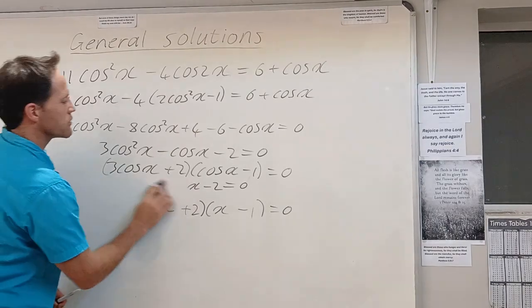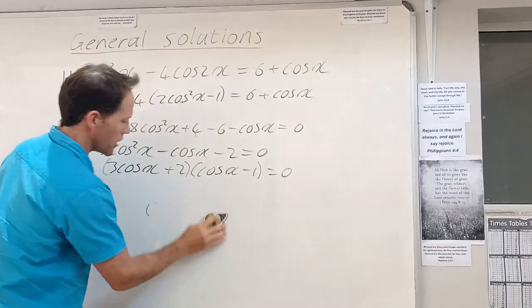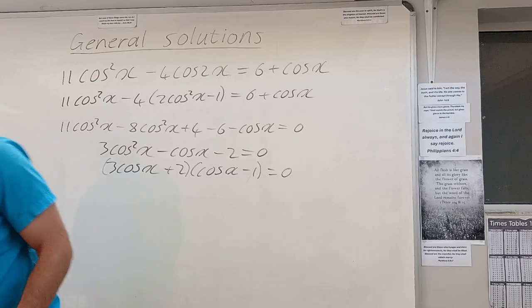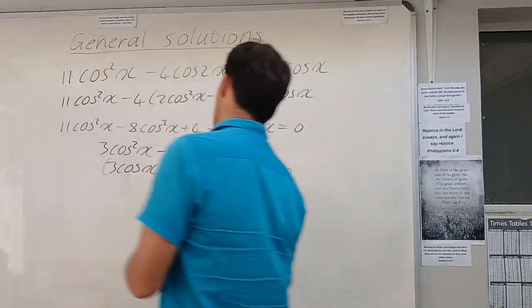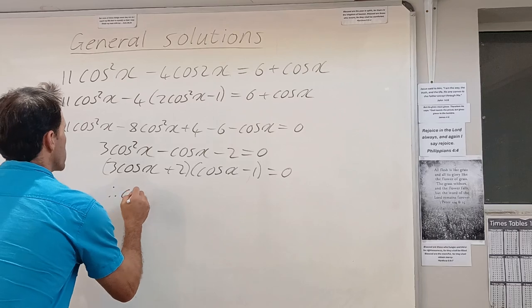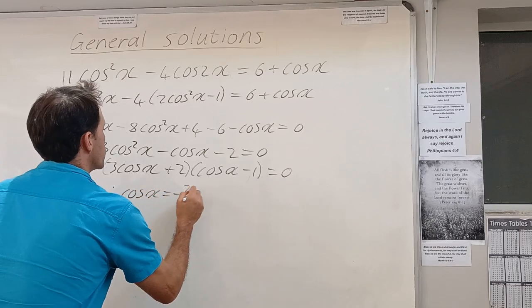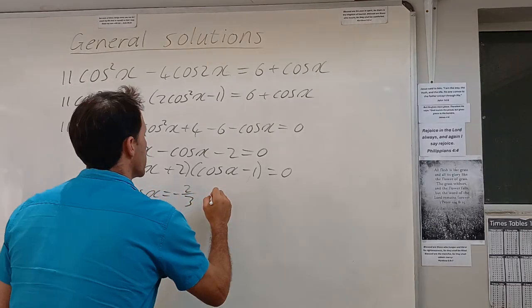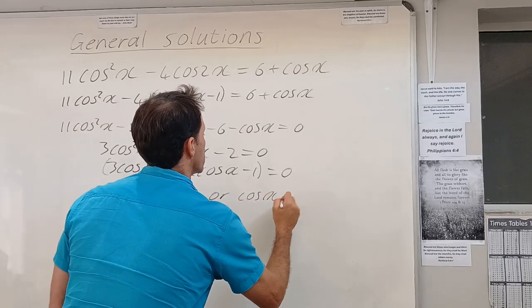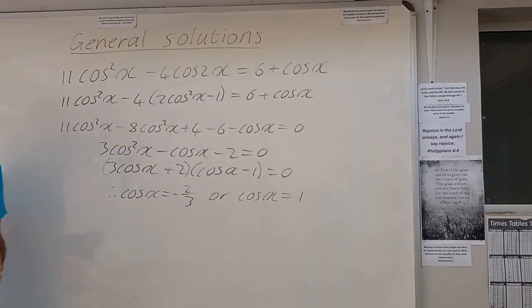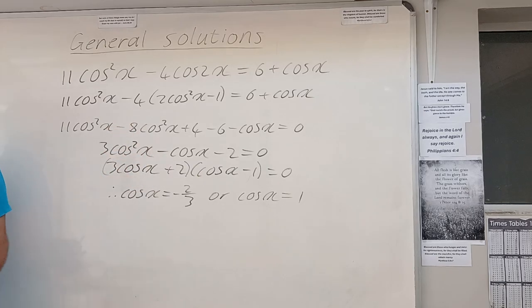Okay, so we can take this part off. That was just to help you understand the factorizing. Okay, and now we can use the same method. Now you can just say, therefore cos x is equal to negative 2 over 3, or cos x equal to 1. And then from there you can solve it.